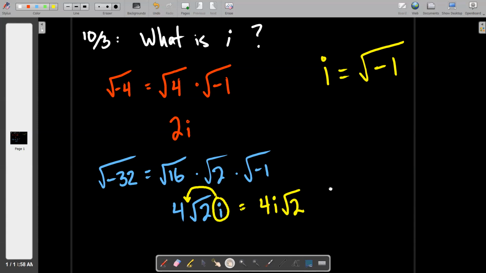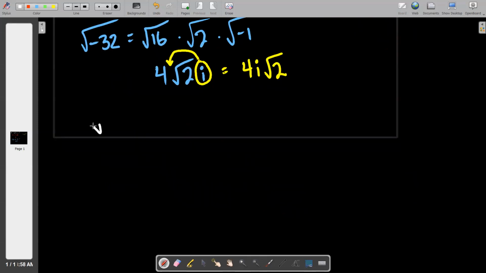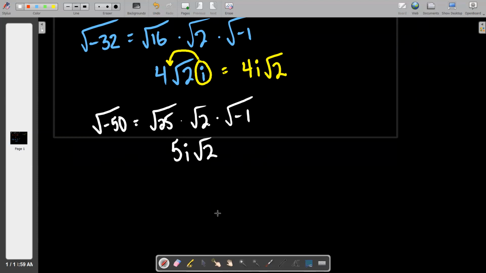All right, let's practice again. How about the square root of negative 50? Good. So it's root 25, root 2. That's our normal. And then, of course, we have the obligatory imaginary unit that makes all this possible. When it's simplified and put in its proper order, what would this answer be? 5i root 2. Very good.